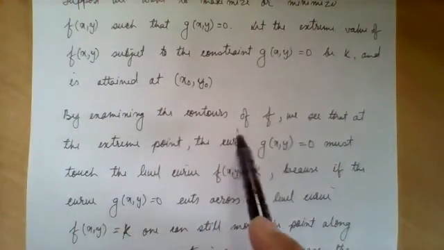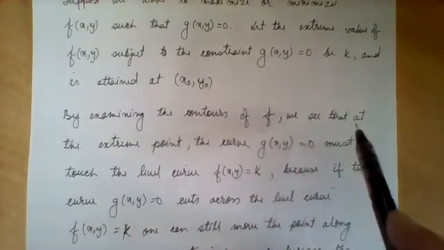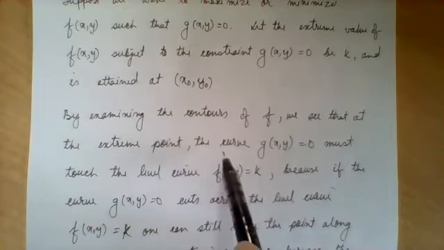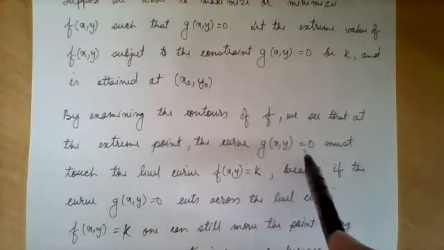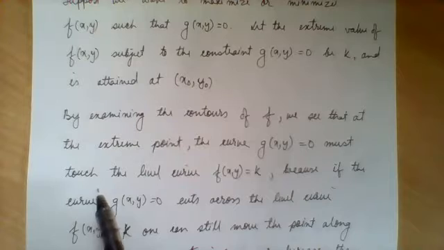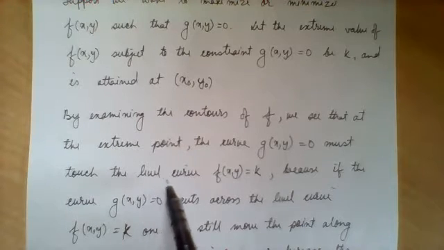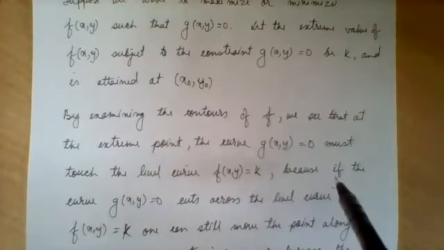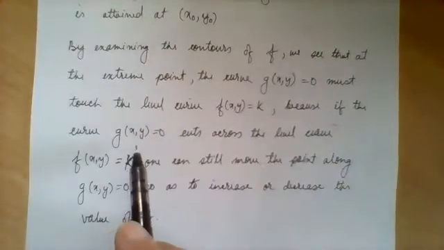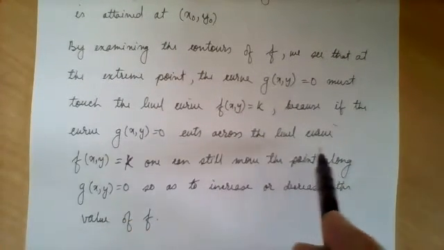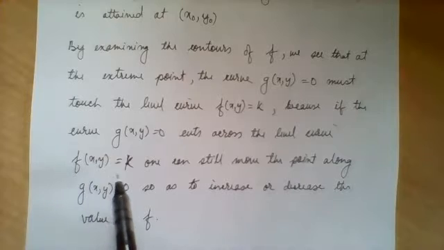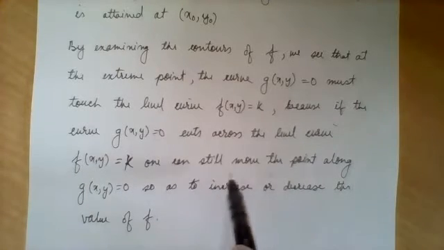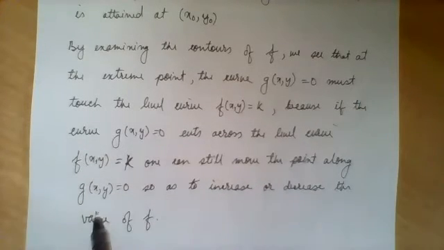By examining the contours of f, we see that at the extreme point, the curve g equal to 0 must touch the level curve f equal to k. Because if the curve g equal to 0 cuts across the level curve f of x, y equal to k, one can still move the point along g equal to 0 so as to increase or decrease the value of f.